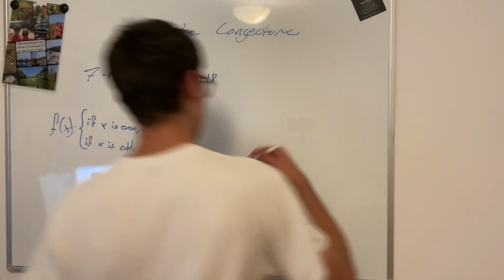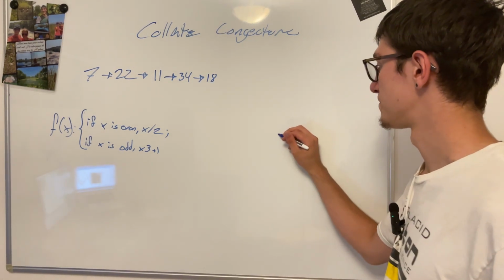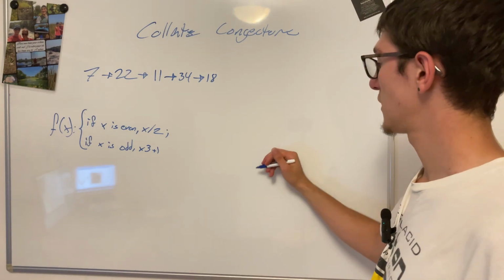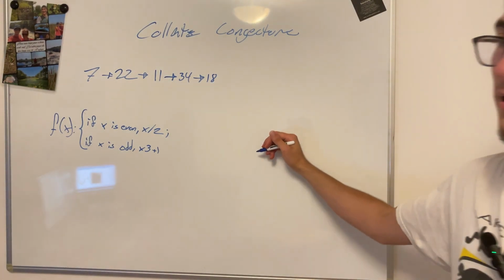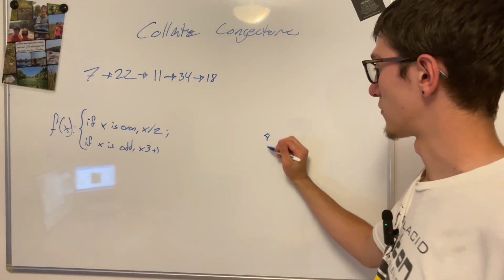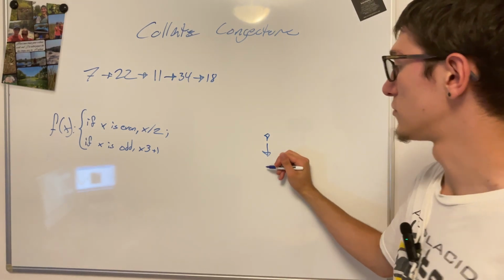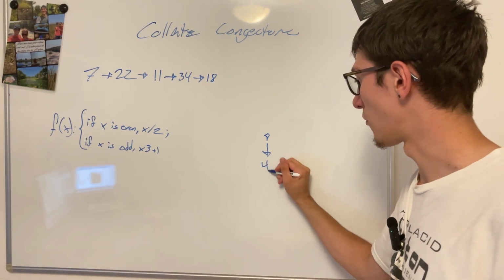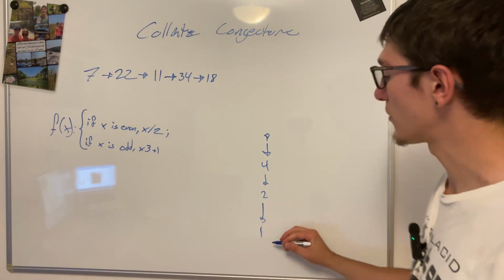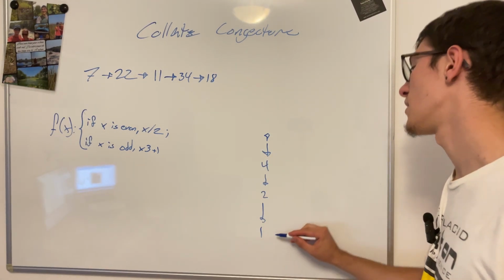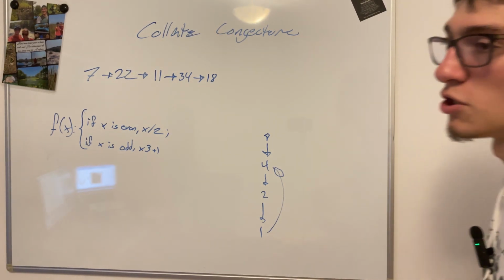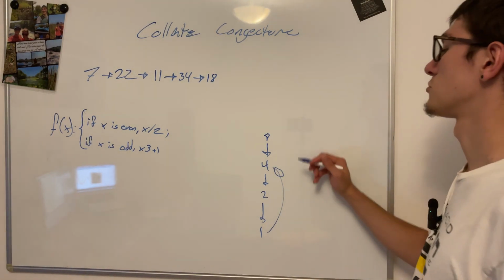And some people visualize it like this. Let's take 8, for example, right? So 8 goes down, divided by 2, to 4, and 4 to 2, and 2 to 1. And you stop at 1 because 1 is odd, and then you would multiply by 3 and add 1, and it would go back to 4, right? And people just visualize it like this.